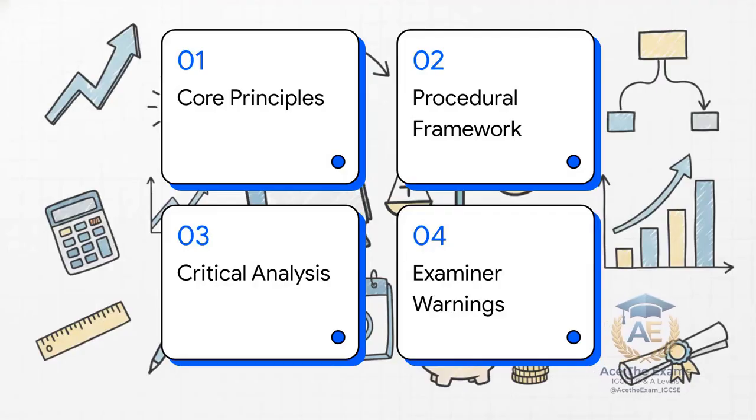All right, here is our systematic roadmap for today's masterclass. Number 1, core principles. Number 2, the procedural framework. Number 3, critical analysis. And number 4, examiner warnings. Let's get right to it.